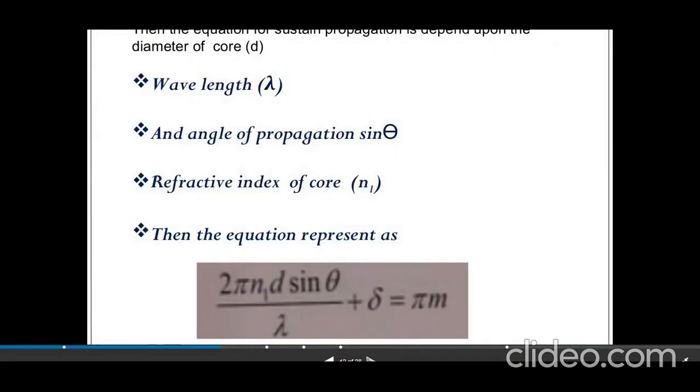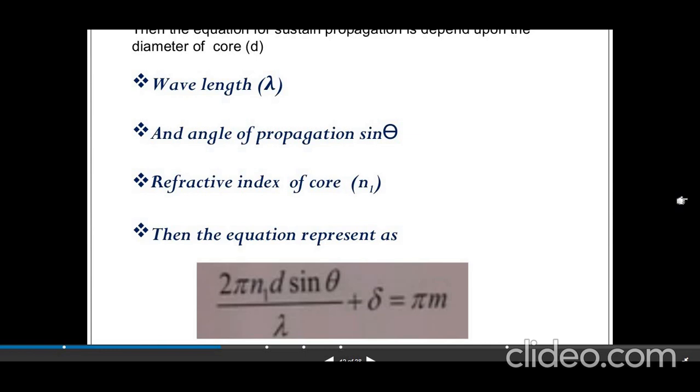Basically, to understand the wave theory, students, we need to understand the core, cladding, and buffer definitions. How to get the distance for any particular equation of your wavelength? It is designed by using this formula: 2 pi n1 d sine theta by lambda plus delta is equal to pi m. It depends upon the refractive index, the angle of propagation, and the wavelength. So these are the things we need to remember to understand the nature of the optical fiber when we find the equation for the propagation.